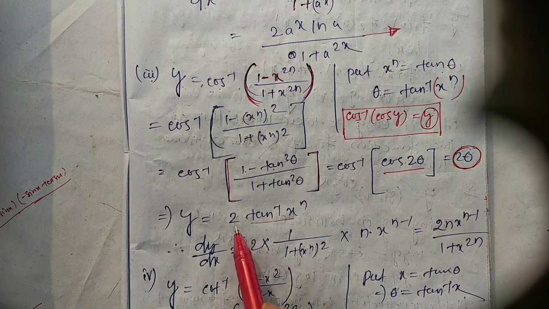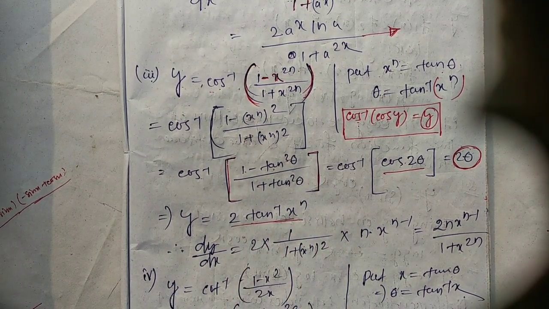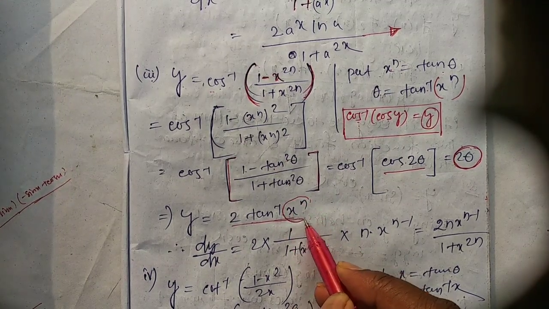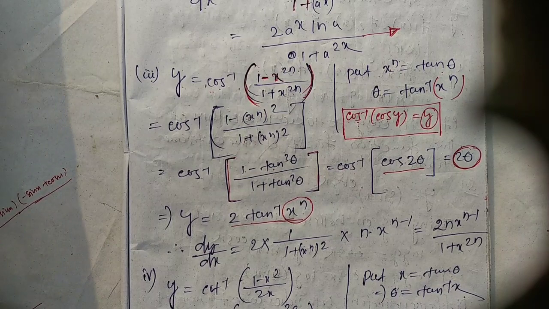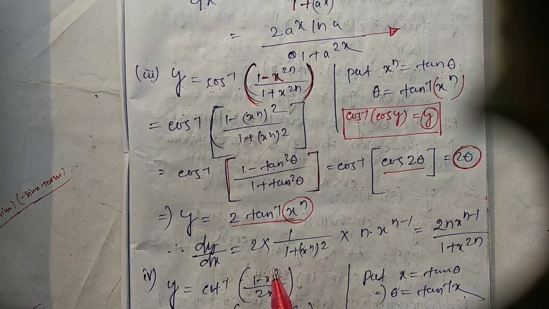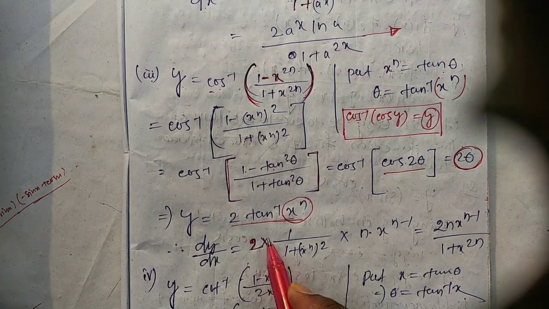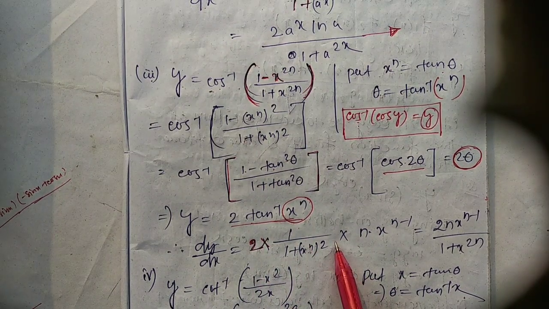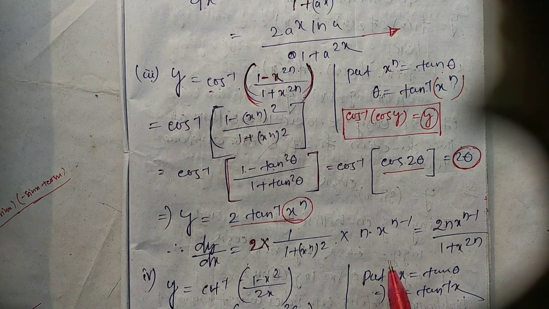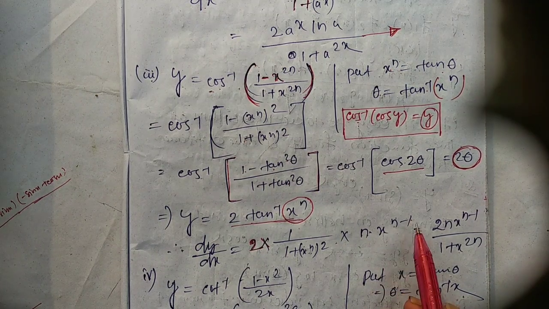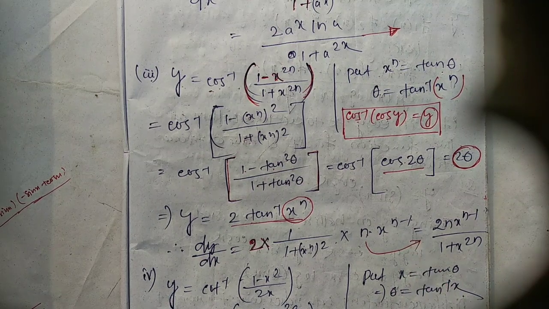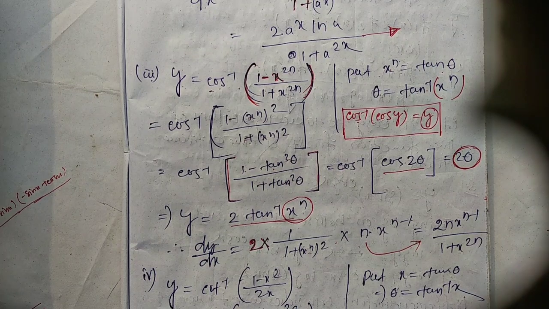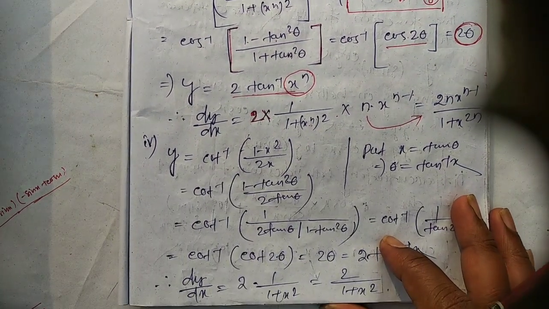Okay. Now differentiate this function applying the chain rule. First we have to differentiate with respect to x to the power n, then the derivative of x to the power n with respect to x. Since 2 is a constant outside, we get 2 into 1 by 1 plus x to the power n whole square, into the derivative of x to the power n, n into x to the power n minus 1. On simplification we are getting this much.